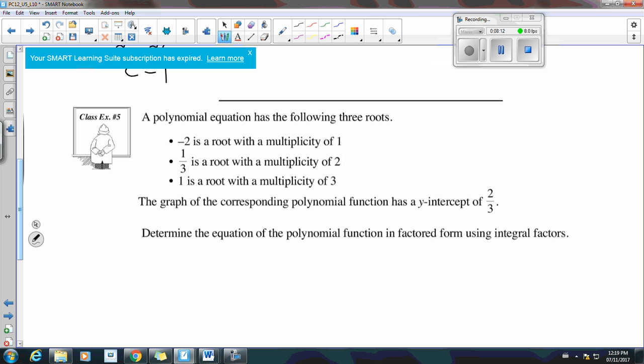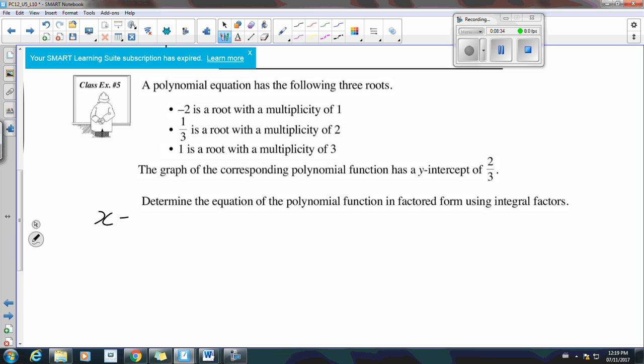Example 5, a polynomial equation has the following 3 roots. -2 is a root with multiplicity 1. 1/3 is a root with multiplicity 2. 1 is a root with multiplicity 3. The graph of the corresponding polynomial has a y-intercept of 2/3. Determine the equation using integral factors. Okay, so again, if we work with this zero of 1/3, multiply both sides by 3, subtract 1, we could find that a factor that corresponds with the zero of 1/3 would be 3x - 1.